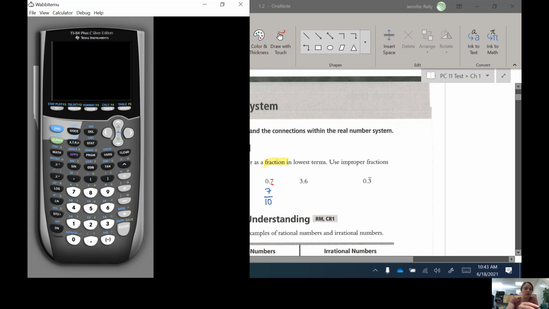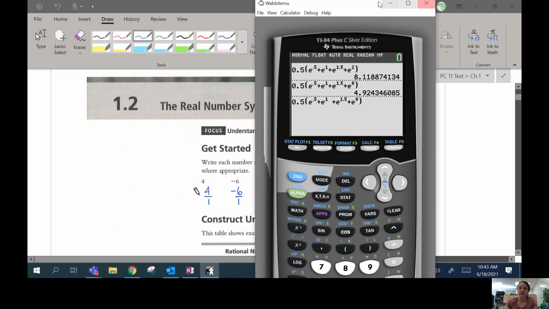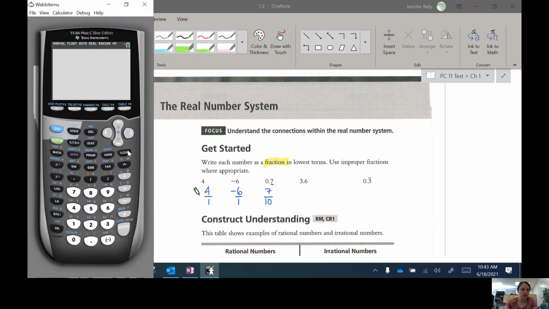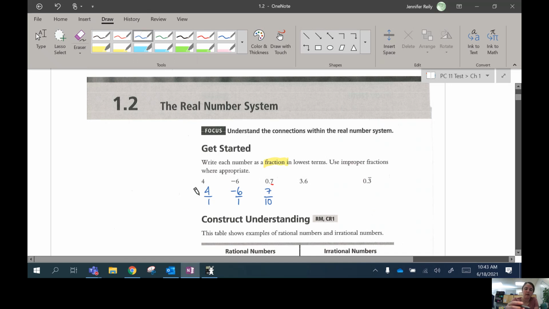And with your calculator, you can always check if this is correct or not. Let me just clear this up here. So 7 divided by 10 is 0.7, right? So they're equivalent. 3.6, we're going to use the same little trick there. 3.6 would be 36 out of 10.